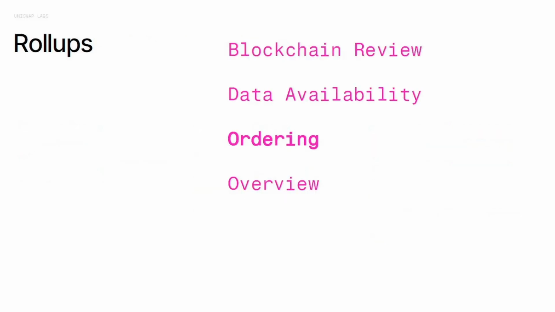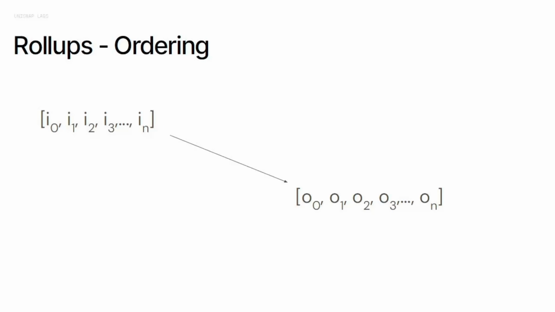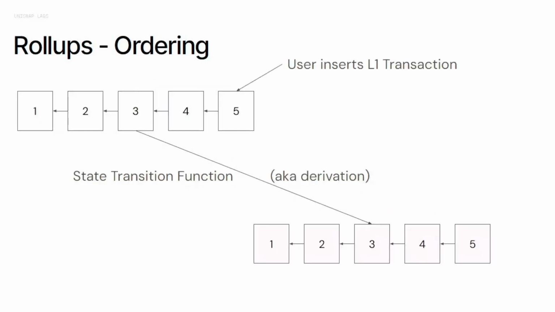Okay. More on to ordering. Again, kind of high level, rollups, inputs to outputs, and we allow users to insert inputs, and this happens on Ethereum. So users can insert their own L1 transaction, which creates a layer 2 transaction. These are called deposits. Essentially, every single rollup has a form of this, and these transactions show up on the rollup in the same order that they show up on the layer 1.